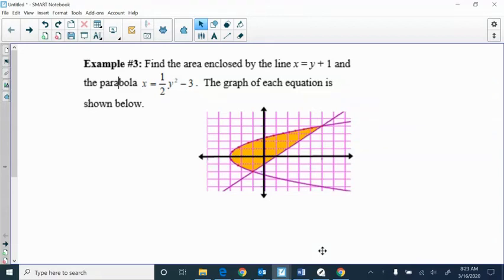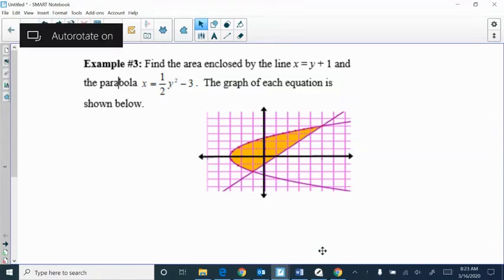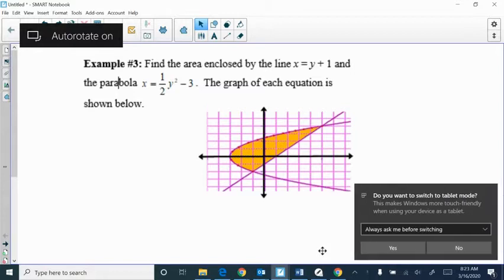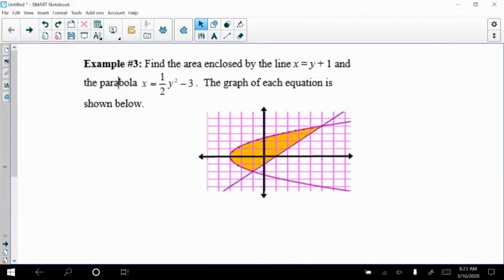I'm going to try this again. I was on the word mode and my computer crashed. Surprise, surprise. So we switched to Smartboard, so we'll see how this goes.